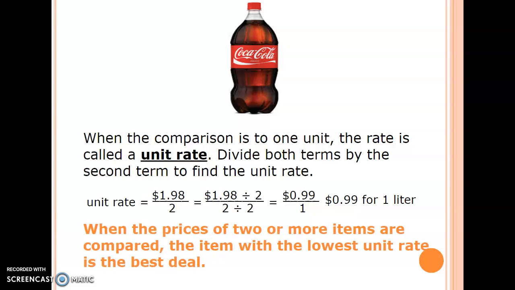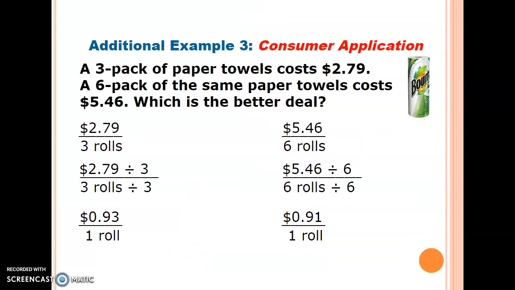When the prices of two or more items are compared, the item that has the lowest unit rate is the best deal. So think about the cheaper price. If we're comparing two items, we're looking for the price that is cheaper. Here's an example where we were buying a 3-pack of paper towels that cost $2.79 compared to a 6-pack of the same paper towels that cost $5.46. We wanted to see which gives us the better deal. So when we set them up as a unit rate and find our equivalent ratios per unit, we see that the 6-pack gives us the cheaper price.